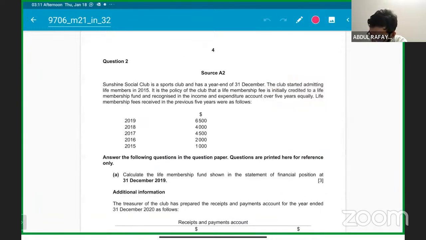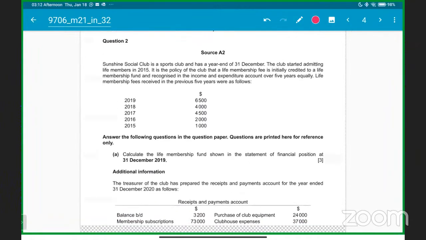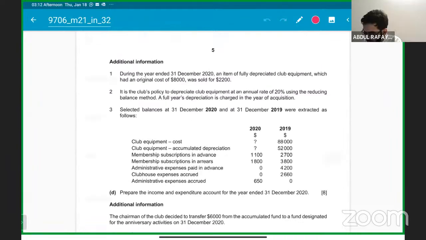So we have the February March question from 2021, paper 3 variant 2. It's a non-profit club accounting NPO question, that is, a not-for-profit organization. We have to solve this question. Everyone following, clear on this? Yes. Okay, so let's get started and solve this.